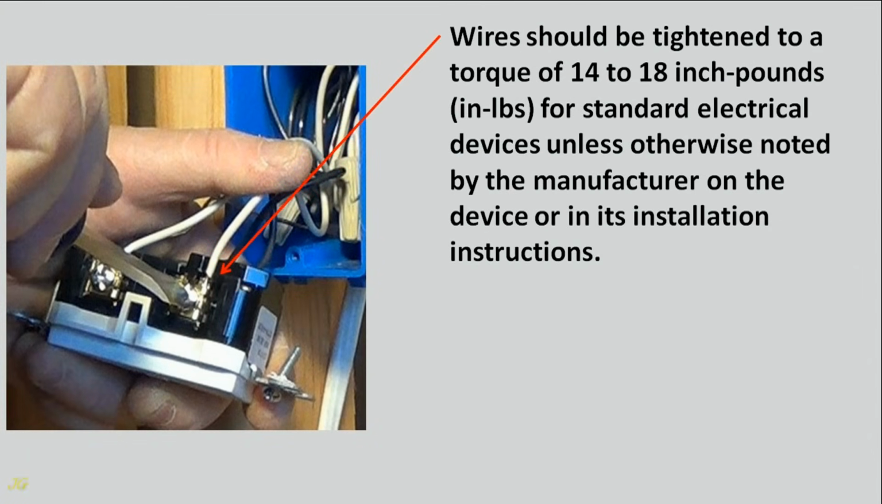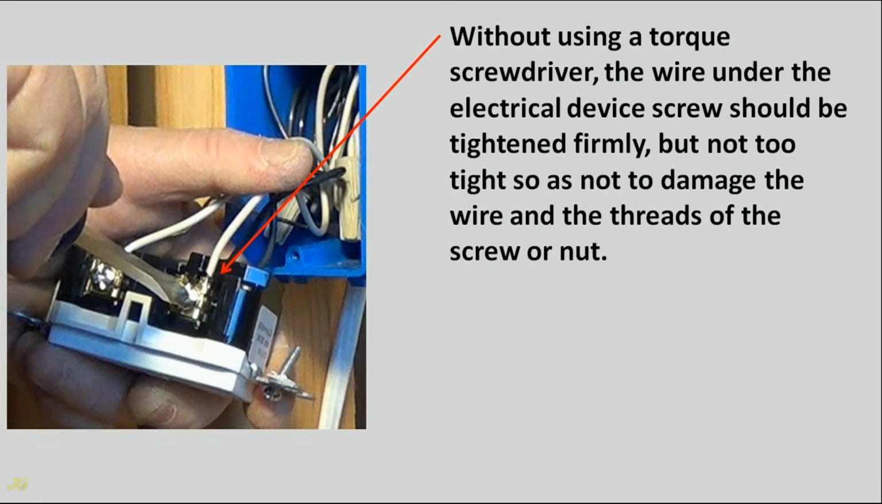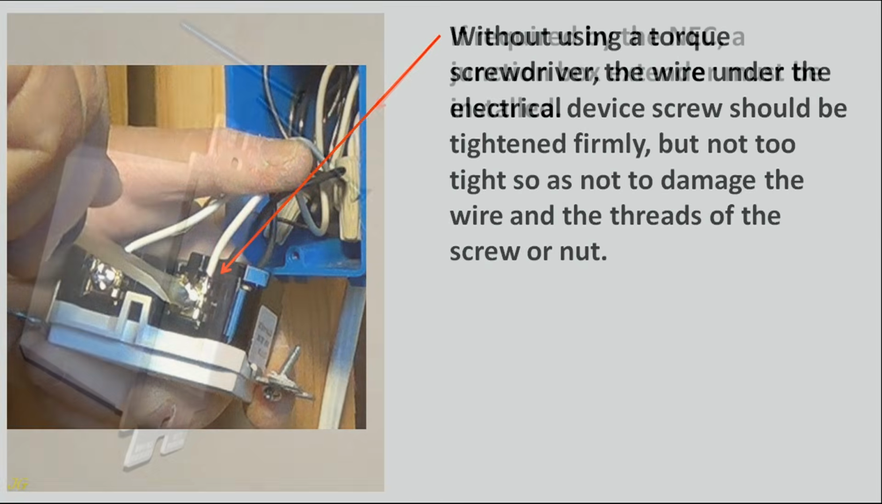Wires should be tightened to a torque of 14 to 18 inch-pounds for standard electrical devices, unless otherwise noted by the manufacturer on the device or in its installation instructions. Without using a torque screwdriver, the wire under the electrical device screw should be tightened firmly, but not so tight as to damage the wire and the threads of the screw or nut.